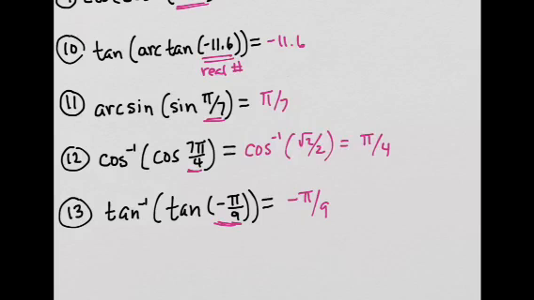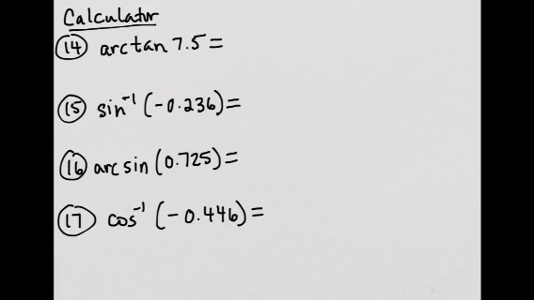So when the number here is not where it's supposed to be, then you evaluate the function like we did for number 12, and then you find the angle that is within the 1-to-1, like we did here where pi over 4 instead of 7 pi over 4. Okay, that's how you do these types of problems. Alright, so for these problems you need to make sure that you are in radian mode.